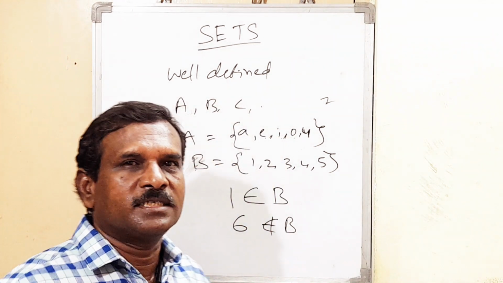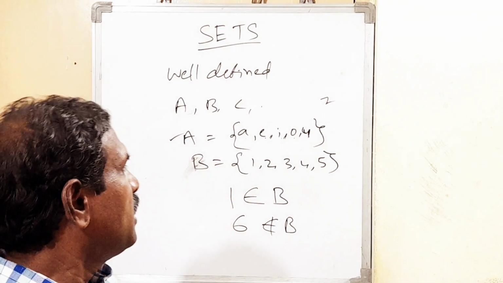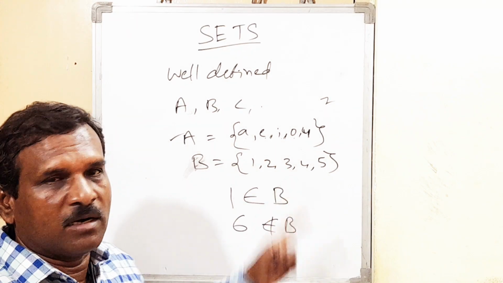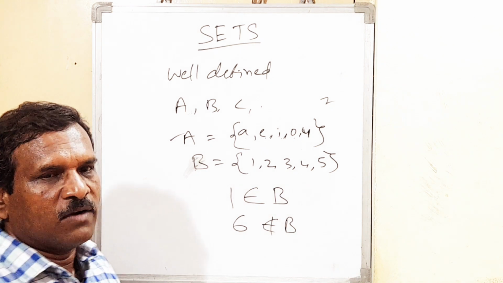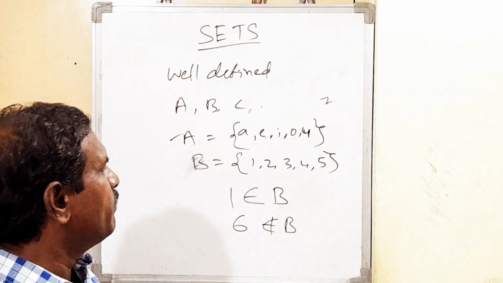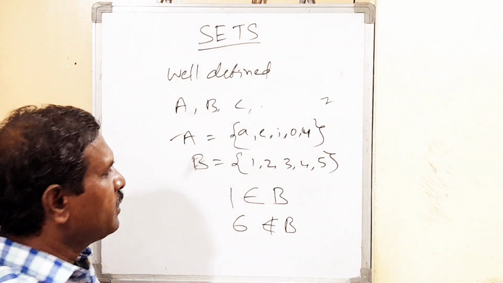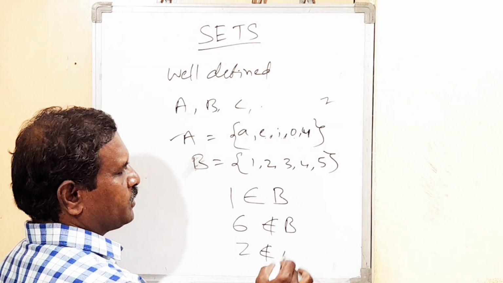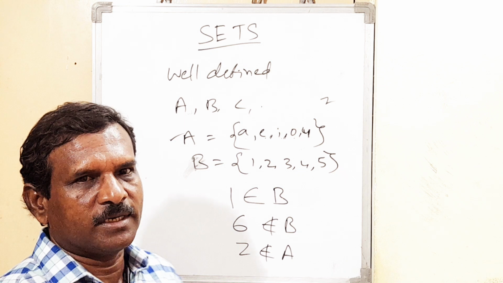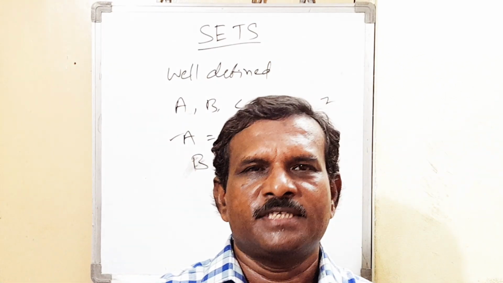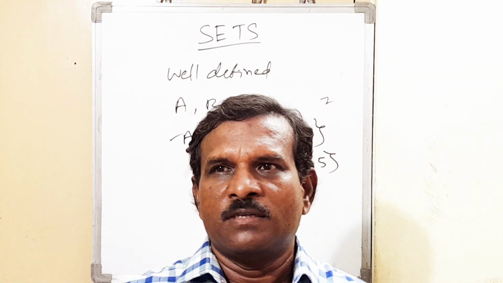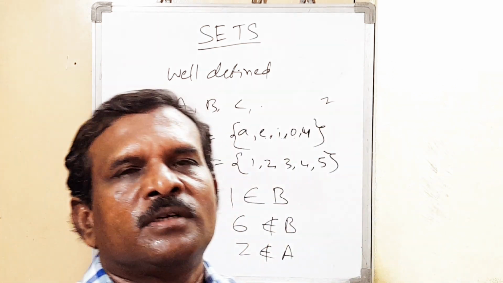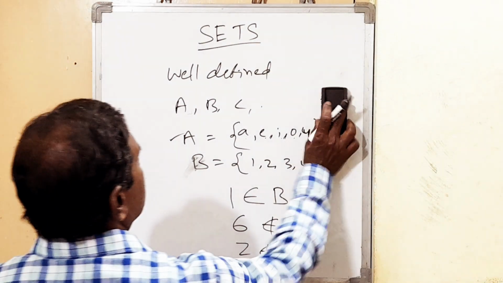So that is a collection of well-defined objects, and to show whether the element belongs to the set or not, we use the symbol epsilon, and we read this as 1 belongs to B, 6 does not belong to B, and z does not belong to A, for these two sets. Okay, this is the notation of the sets, and to identify whether the element belongs to that or not. Now the representation of sets.